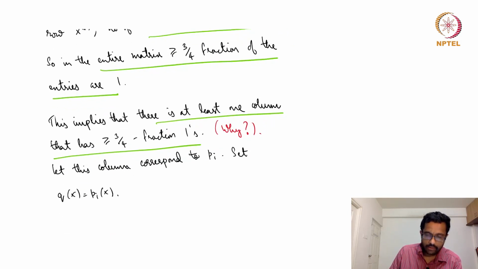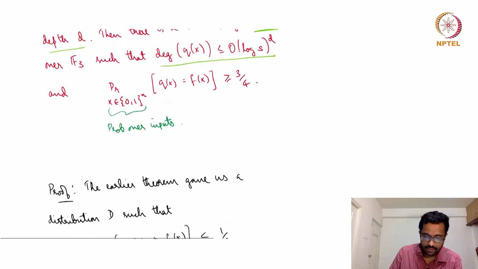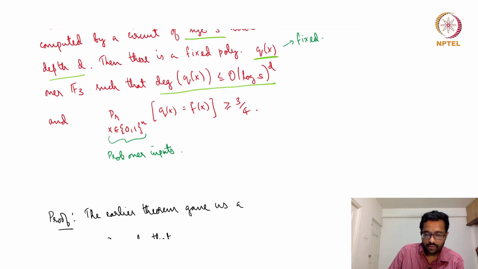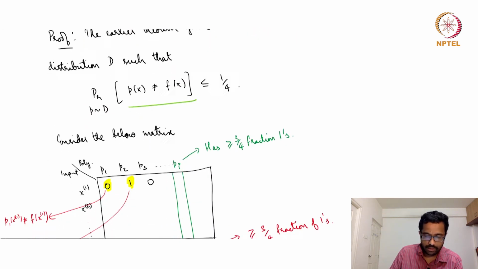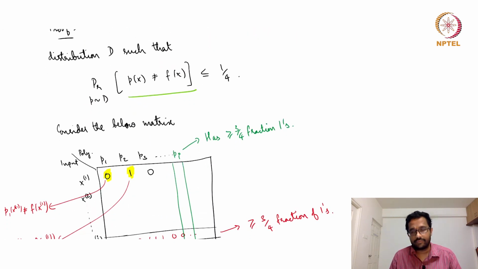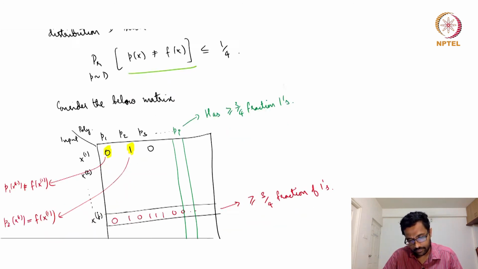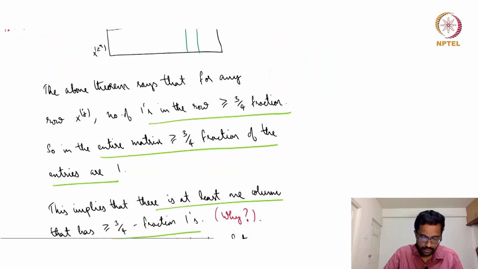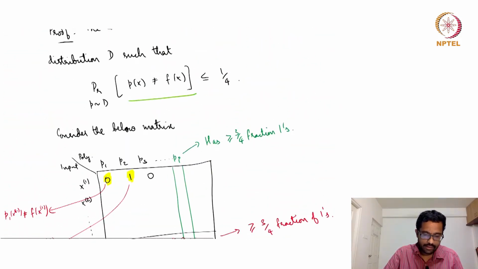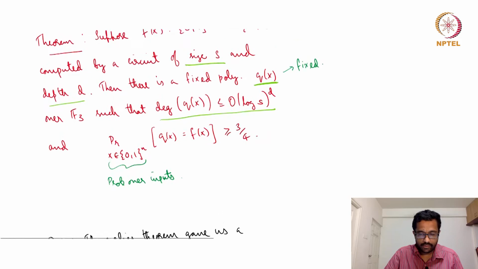Now you choose that polynomial. The theorem says there is a polynomial Q which agrees with the function on 75% of the inputs. So choose Pi to be that Q. That has at least 75% ones, where one means an agreement with the actual function. So that shows that there is such a polynomial.